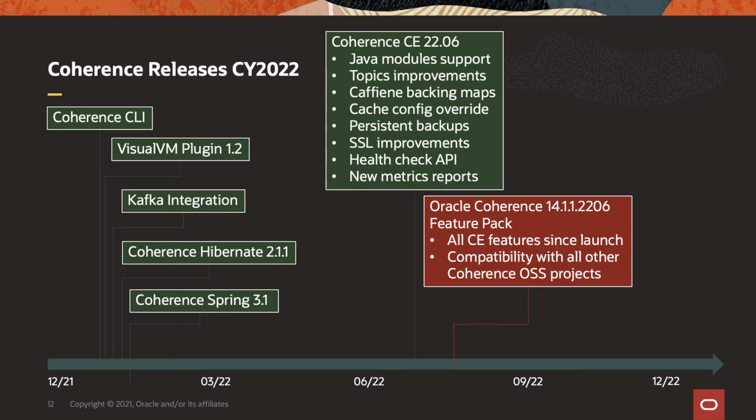And now we have launched Oracle Coherence 14.1.1.2206 feature pack, which is a patch to commercial Coherence editions, Oracle Coherence Enterprise and Grid editions, which brings in all of the features that I just went through together with the premium features so that they can be used together in a single Coherence installation. And all of the open source projects that I went through here are compatible with Oracle Coherence 14.1.1.2206. So it's really a significant patch with a lot of functionality in it.